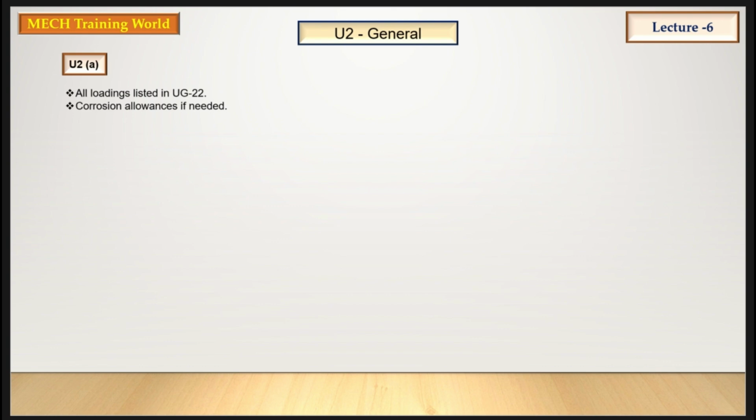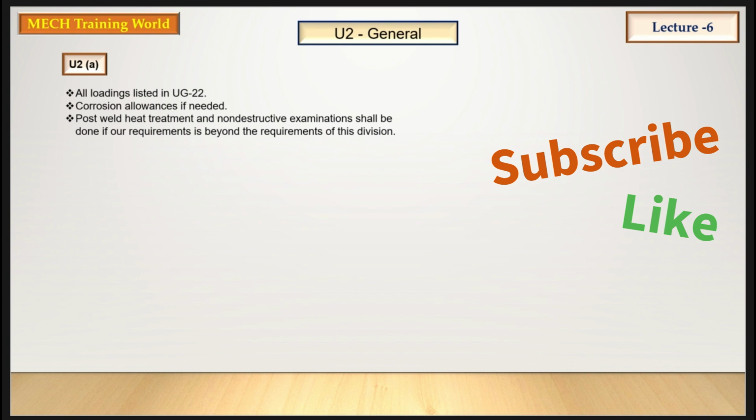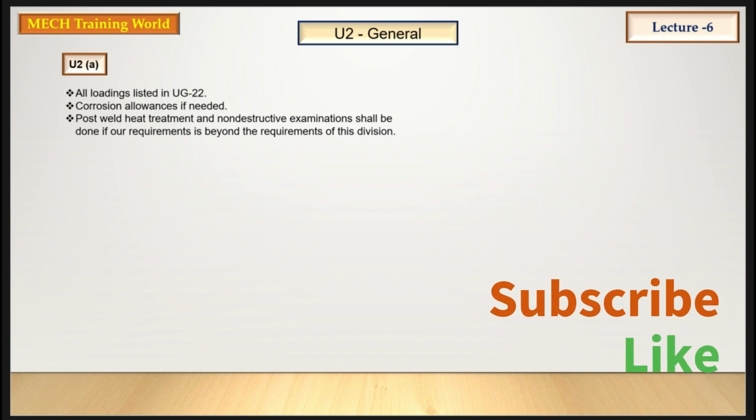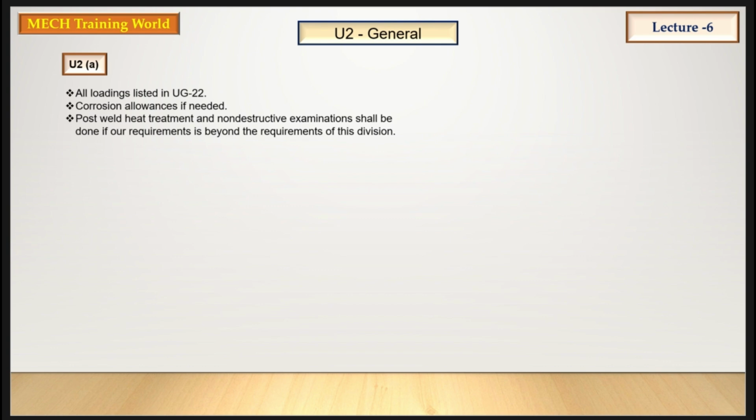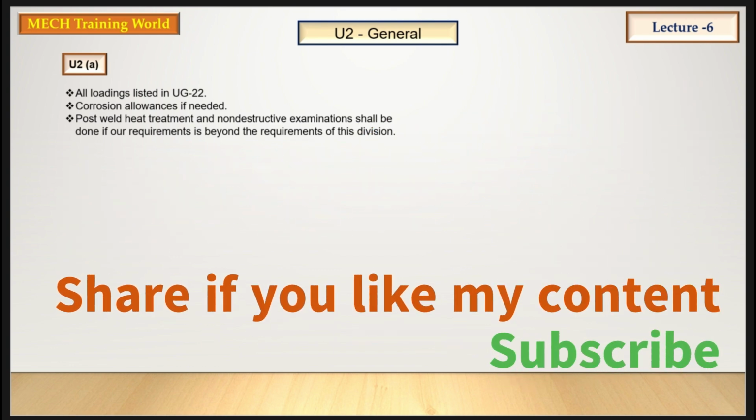And one more point: post-weld heat treatment and non-destructive examination shall be done if our requirement is beyond the requirements of this division. So if you buy a product, and that requires post-weld heat treatment or non-destructive examinations like liquid penetrant test, inspection tests, you must do those requirements also. Okay, I hope you understand this point.